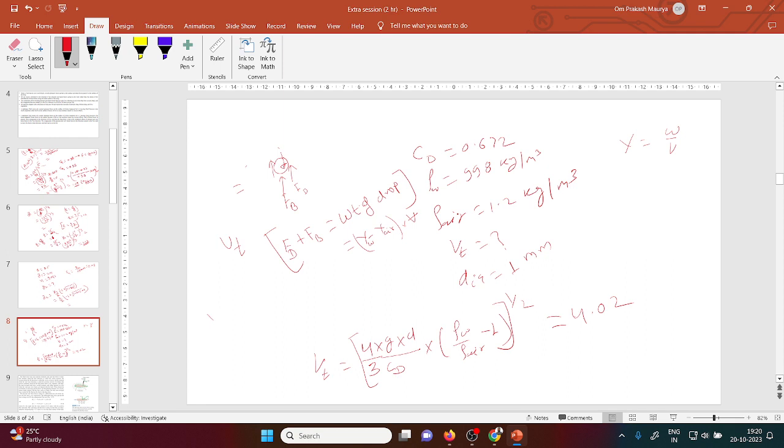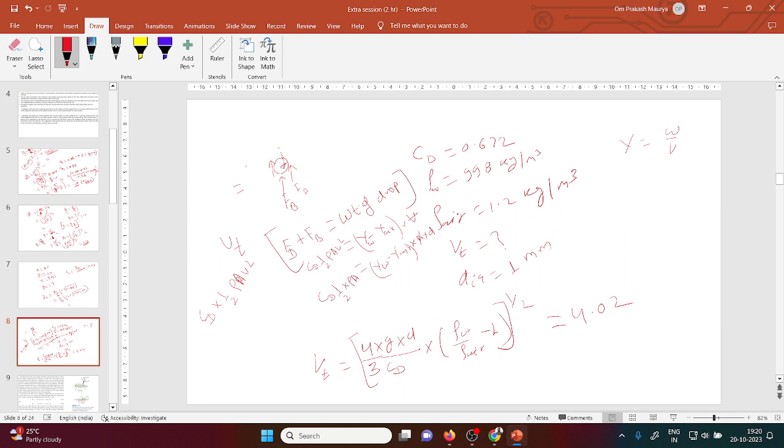So what is the formula of FD? Your CD into half rho A V square, right? So CD is equal to half rho A V square. If you calculate here, volume is equal to area into diameter. Here, the diameter is 1 millimeter, so you have to convert it into meter.